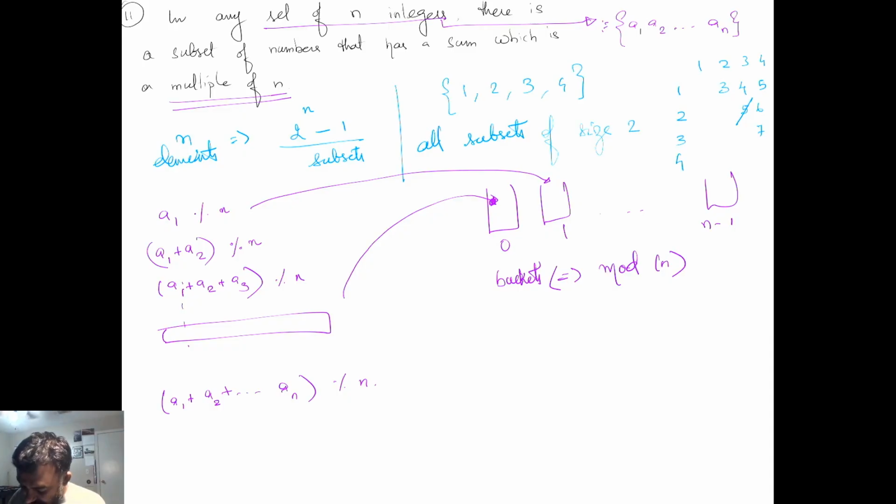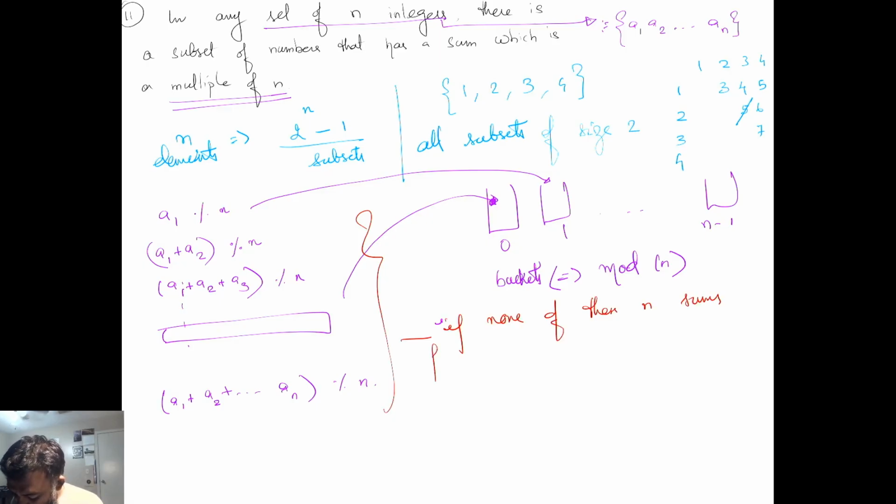So if none of these n sums fall into bucket 0, then they fall into how many buckets? They only fall into at the most n minus 1 buckets, which are numbered 1, 2, 3 all the way up to n minus 1, correct? So now we have pigeonhole. We have n sums, right?